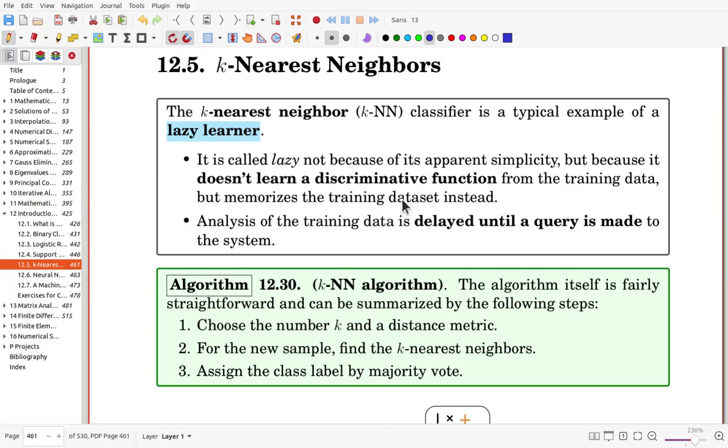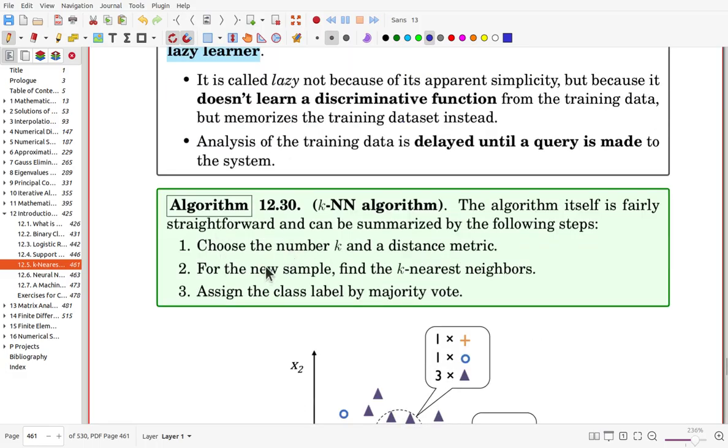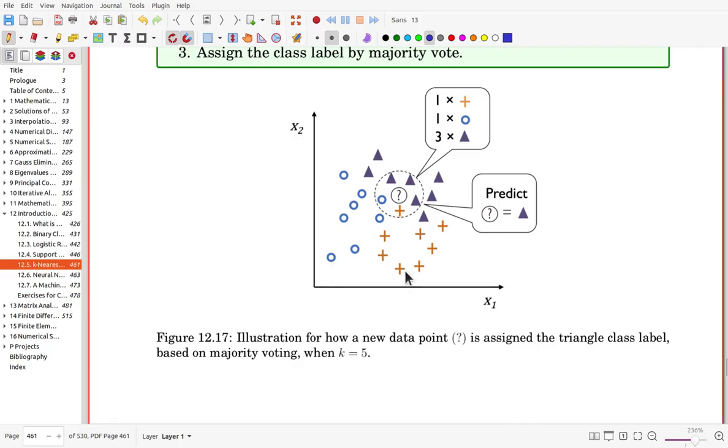Now let's see the algorithm. It's quite straightforward and quite easily summarized in this way. You have to choose the number k and a distance measure. Now for the new sample, find the k nearest neighbors from the training data set and assign the class label by majority vote.